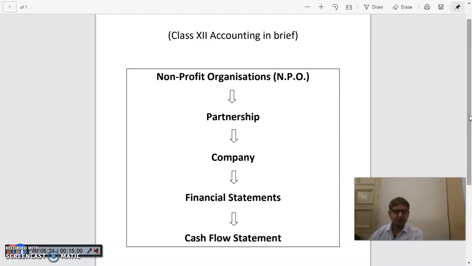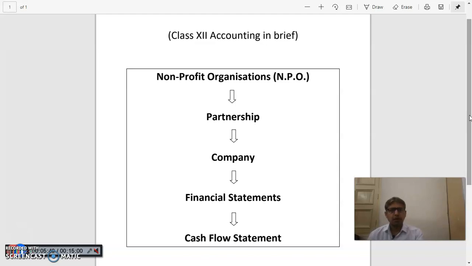In class 11th, we just did the basics, but in class 12th, what we are going to do is a little advanced level. I would say the second level of accounting, because in class 11th it was the first level, and class 12th you can say the second level. It is not very advanced, but somewhere it is the next level of accounting.